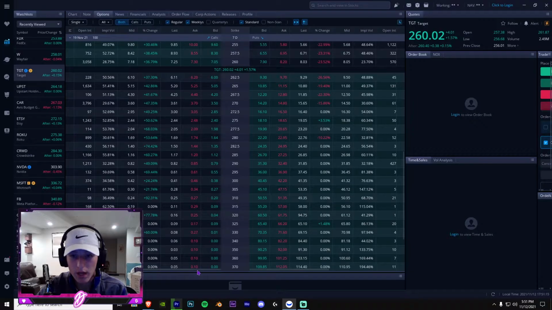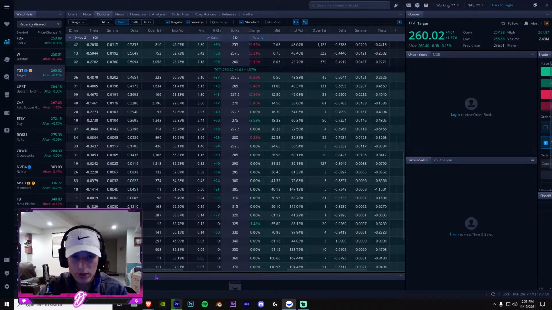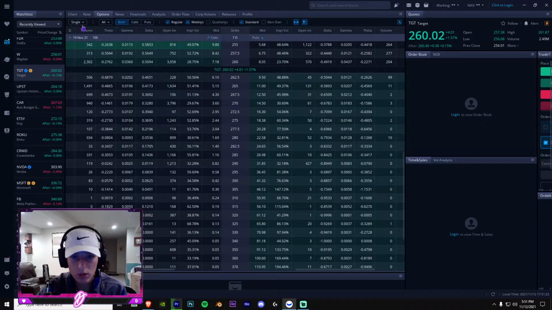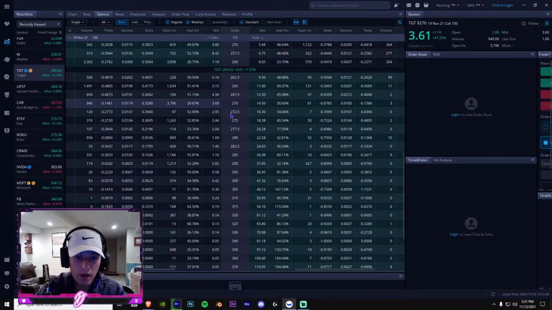But how do you know if you're going to get filled or not if you put a bid there? Well, if you check the volume and open interest, this is open interest, and this is volume. The volume is 940 and the open interest is 3,796. So that means you're probably not going to get as good a fill price as you want, because there's not a ton of volume on this stock, because the open interest is more than the volume. So just keep that in mind. I don't really use these at all.